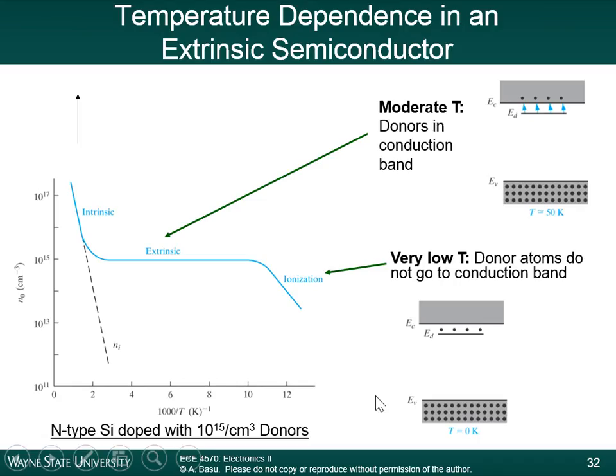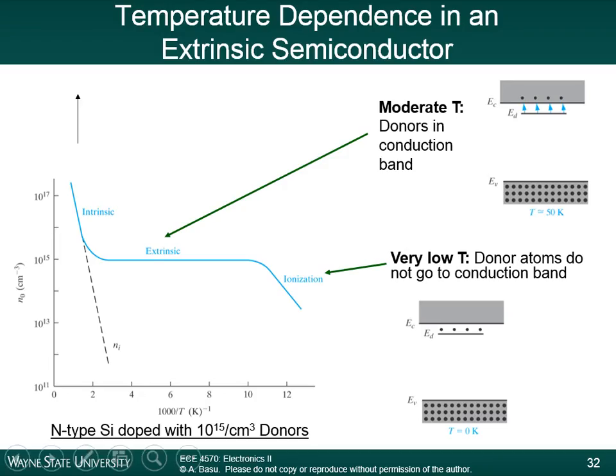Now, another question is, what do you think will happen if we increase the temperature a lot? If we go above, let's say, 400, 500 Kelvin, it may end up destroying the property of the material. It will change the properties of the material. But just looking at the energy band diagram, what do you think will happen? I think some valence electrons will come over to the conduction band. Exactly.